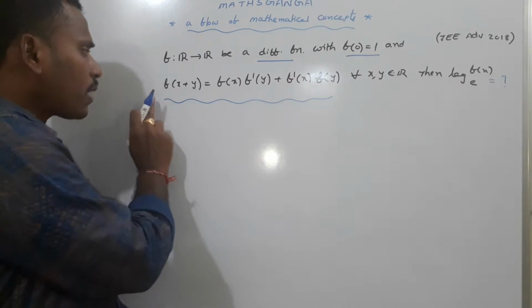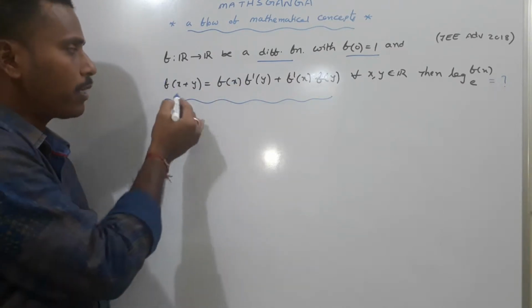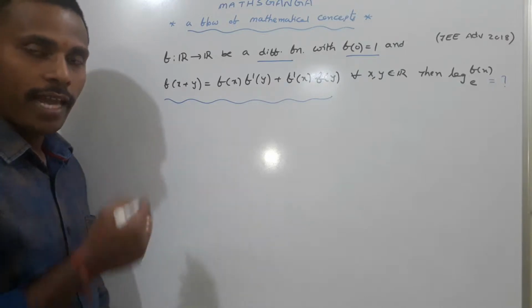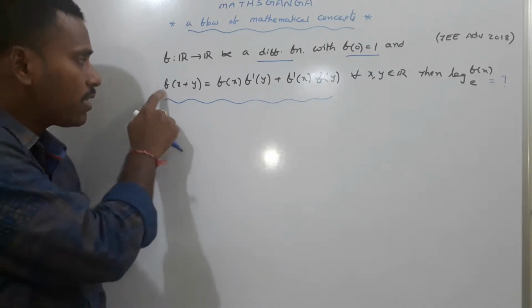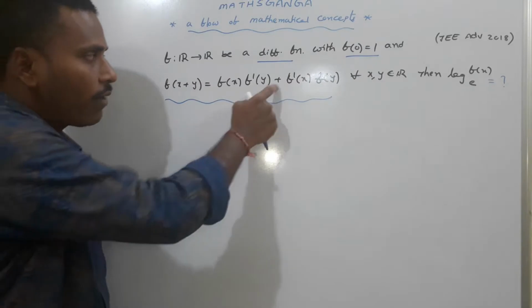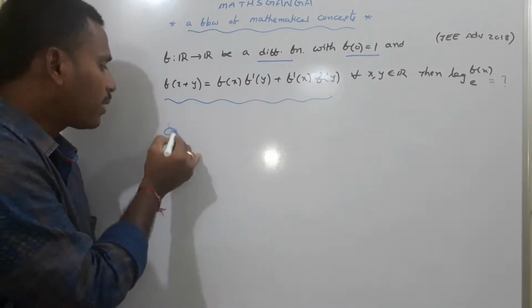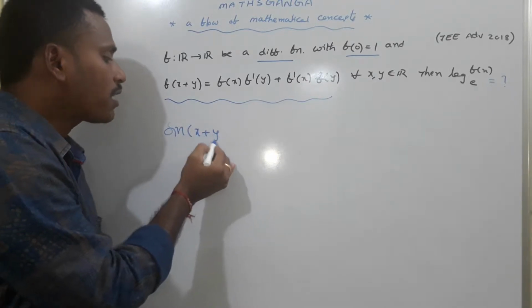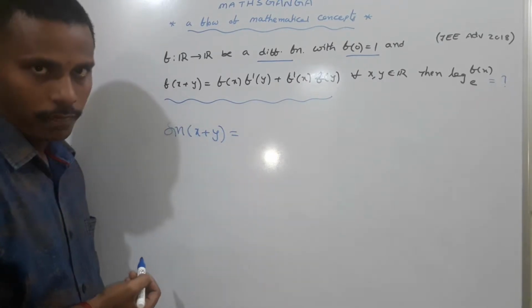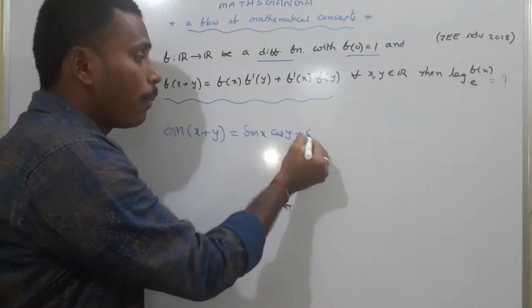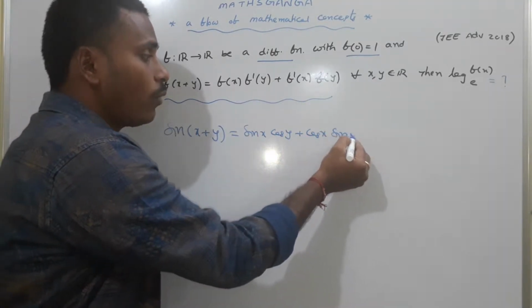For suppose, here it is given as f of x plus y is equal to f of x into f dash of y plus f dash of x into f of y. See, this is f of x plus y and here we have a plus sign. So immediately we all think of imagining the function as sine of x plus y, and we know that sine of x plus y is sine x cos y plus cos x sine y.